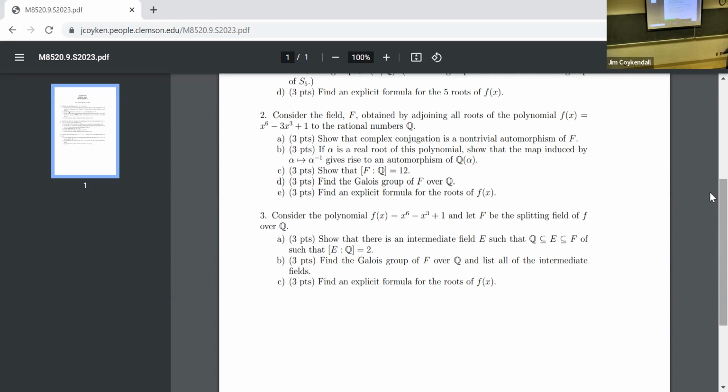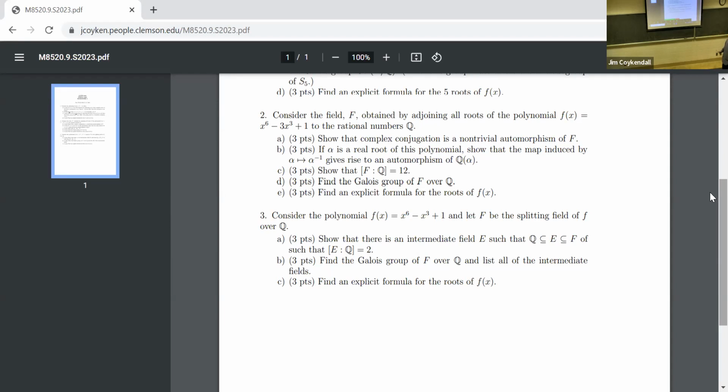Number 2, consider the field F obtained by adjoining all the roots of the polynomial x to the 6 minus 3x cubed plus 1 to the rational numbers. So that should have 6 complex roots. Take them all and throw them into Q, see what you get. Show that complex conjugation is a non-trivial automorphism of this field.